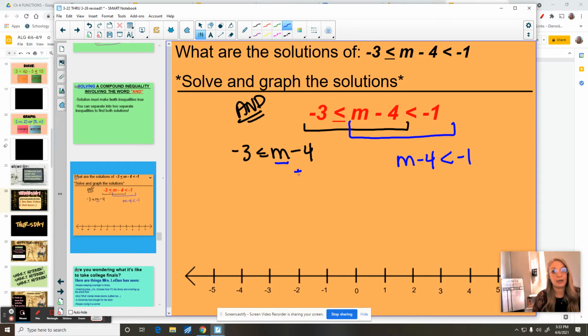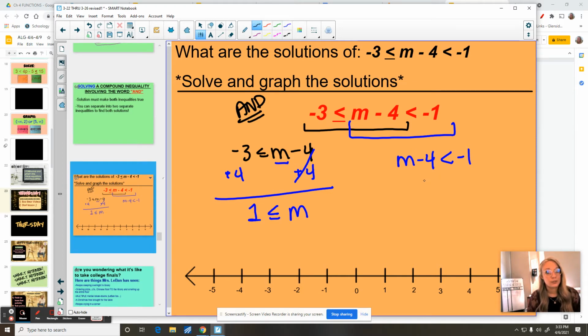So we will add 4 to both sides. And when you do that, you still have m right here. Keep our sign. -3 plus 4 is just 1. On this side, we keep our m, and then the inverse of subtracting 4 is adding 4 to both sides, and then we're left with m is less than 3.